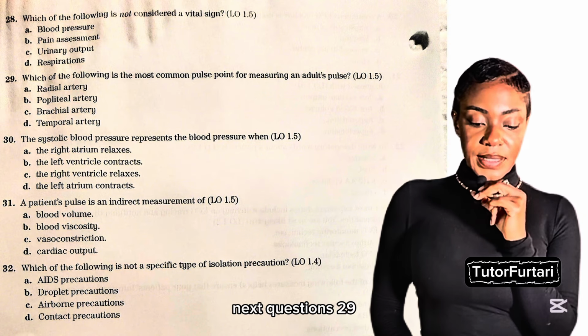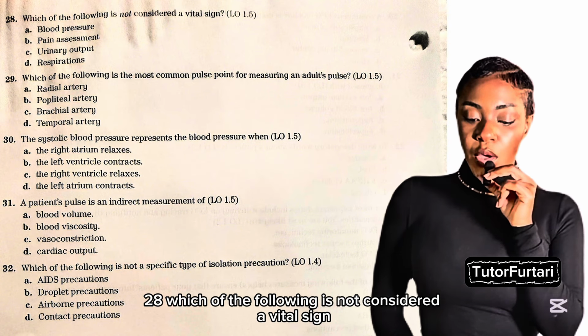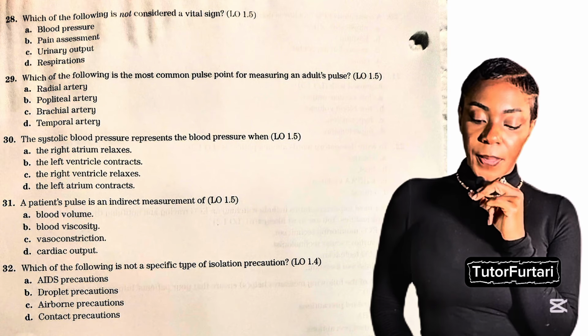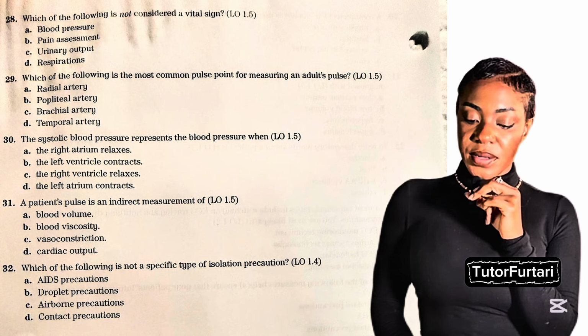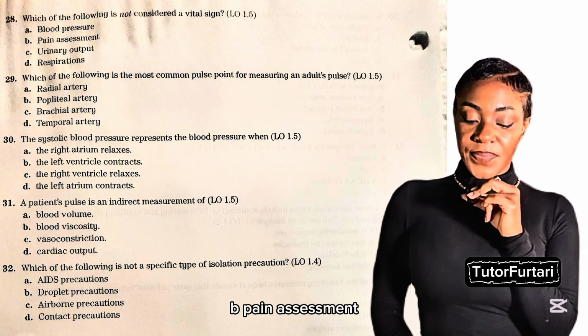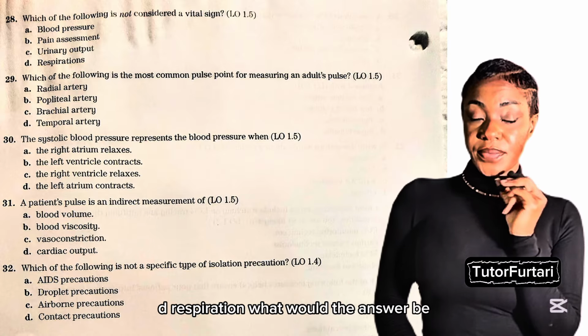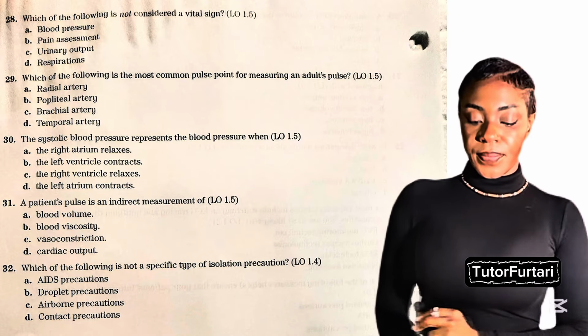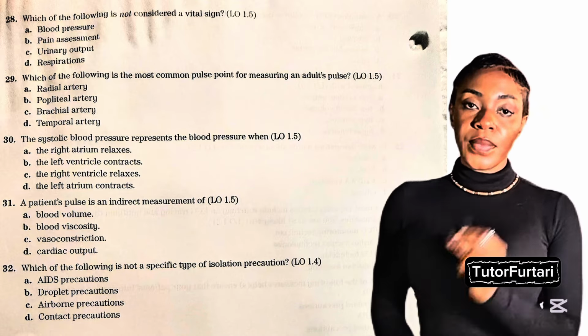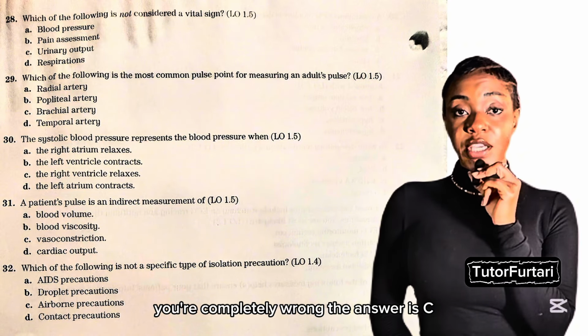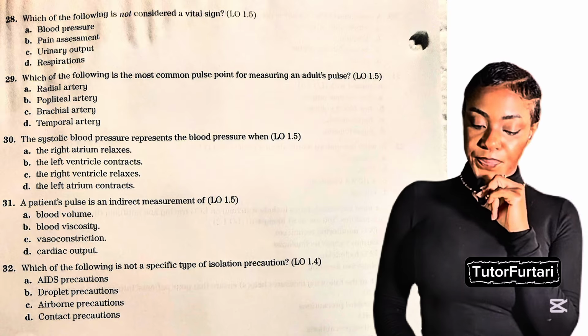The next question, 28. Which of the following is not considered a vital sign? A. Blood pressure. B. Pain assessment. C. Urinary output. D. Respiration. What would the answer be? If your answer is pain assessment, you're completely wrong. The answer is C. Urinary output.